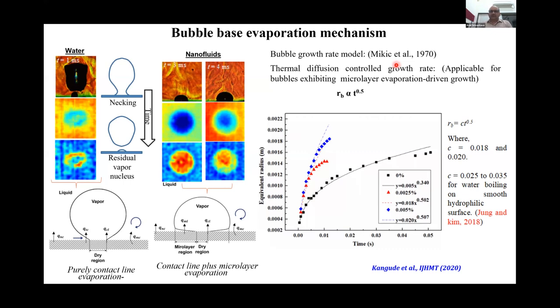Then we compared our data with the classical bubble growth rate model proposed by Mikic et al. It should be noted that this model is applicable for bubbles exhibiting microlayer evaporation driven growth. So if you see with water, the behavior is completely different. But when it comes to the nanofluid based experiments, the equivalent radius with time goes well with the model that has been proposed by Mikic, which indicates that for these cases, the bubble growth mechanism is primarily the microlayer evaporation mechanism.